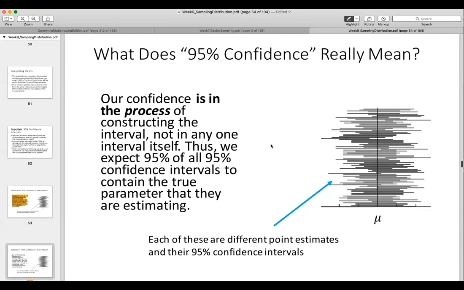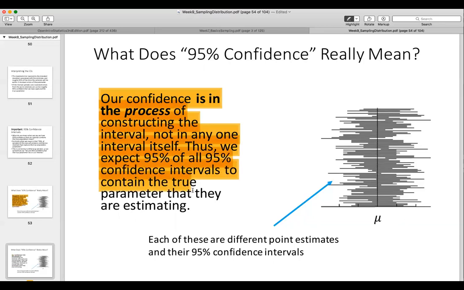I think that's important here. But the main point is conceptual. So if we think about what this confidence interval really means, our confidence is in the process of constructing the interval, not in any one interval itself. Thus, we expect 95% of all 95% confidence intervals to contain the true population parameter that they are estimating. In other words, if we did 100 of those, 5 of those confidence intervals will not include the true population parameter, but 95 of those will. That's what it really means.